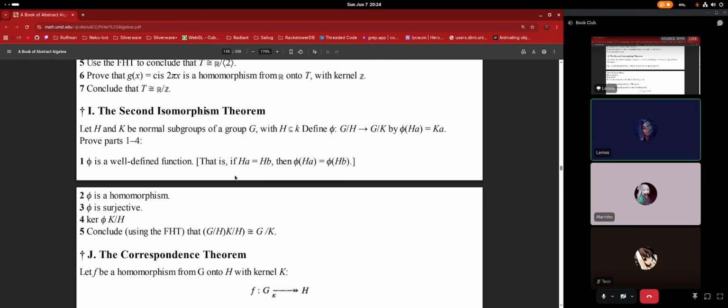So phi is surjective, which means that we are covering the entirety of the image. Surjective actually means the image covers every possible element in the set. Sorry, that's injective, my bad. I said injective, not surjective. We are covering the entirety of the image. And then the kernel of phi is K over H, apparently.